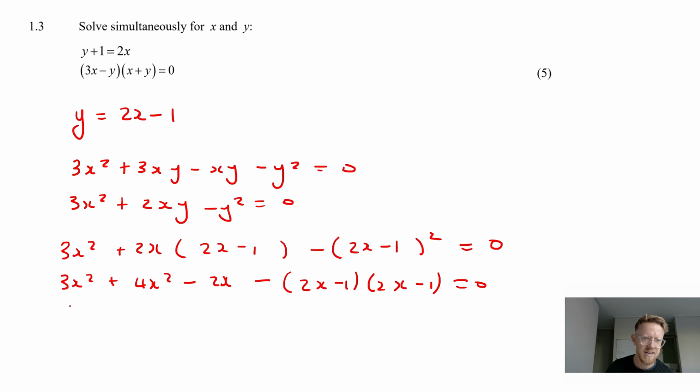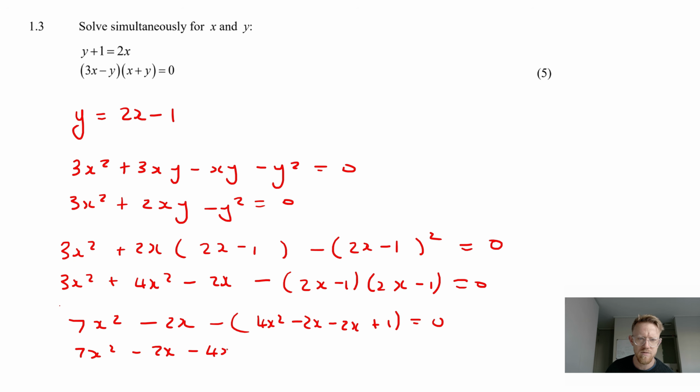And then I'm just going to quickly put these together. So it's going to become 7x squared. Now I'm going to leave this minus here, and then open up a bracket, and multiply these two expressions together. So it would give us 4x squared minus 2x plus 1. And so we end up with 4x squared minus 2x minus 4x squared plus 2x minus 1.